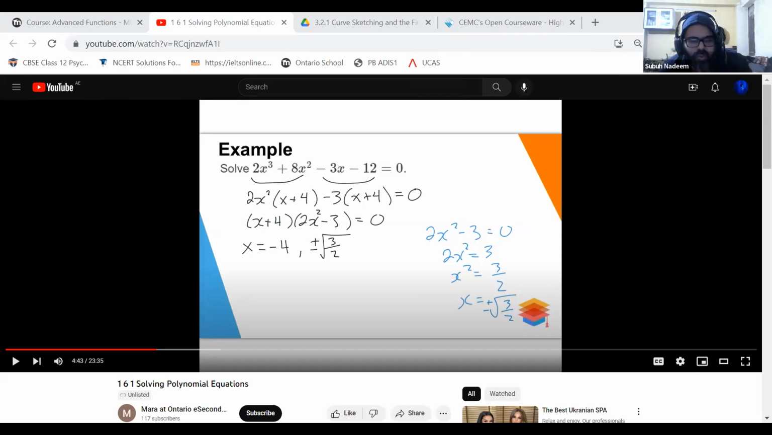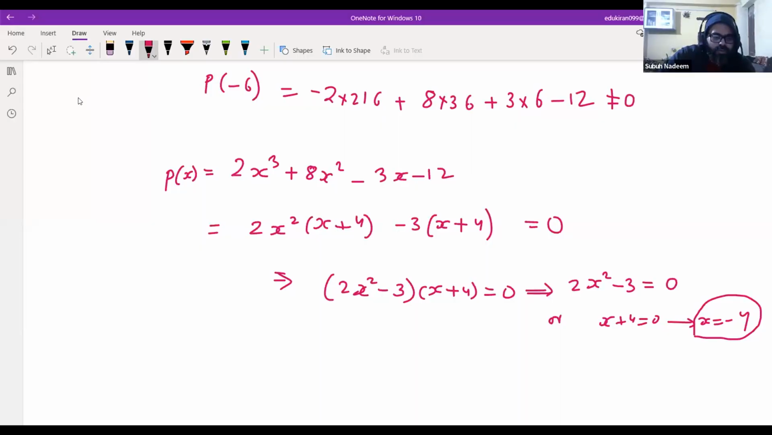So that is okay. The rational root method, there was a small thing which we missed in the rational root method. If you remember the rational root method, can you show me the previous one where we did it?